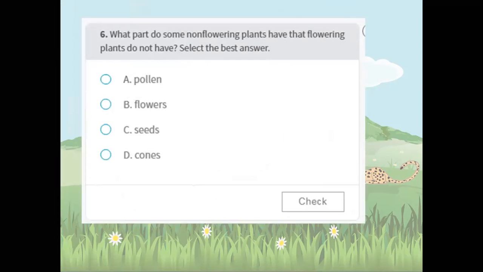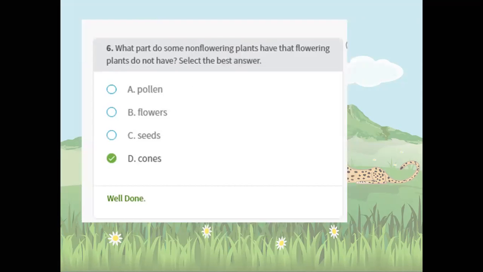What part do some non-flowering plants have that flowering plants do not? Non-flowering plants have it, flowering plants do not. It's the cones. Excellent.